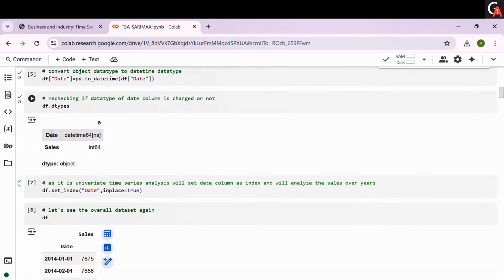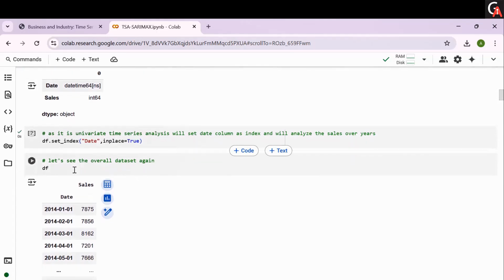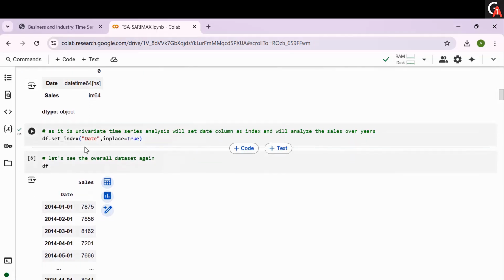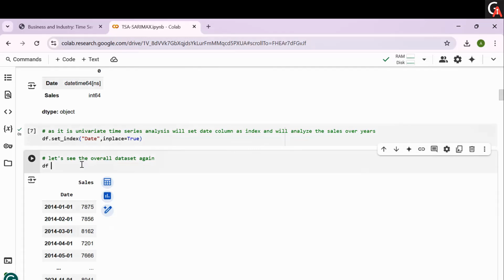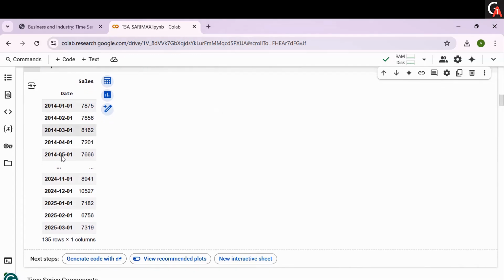Now we have to set this date column as the index of the data frame, as this is univariate analysis and we will be analyzing the cells data. Once you do that with the help of the set_index function, we'll see our DF will look like this. So the index column will be the date. Then these are the corresponding cells for that particular month, year and day. So we have our data ready with us.